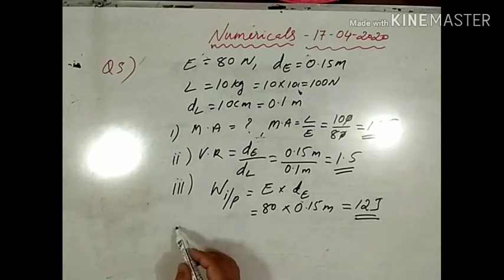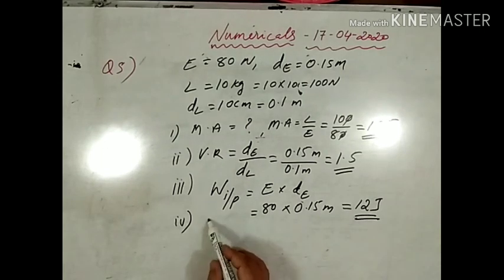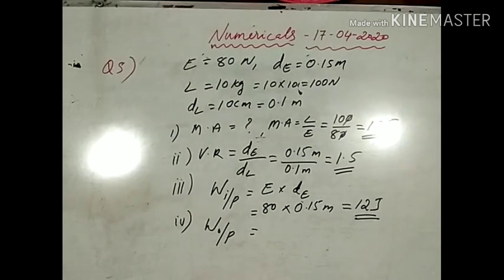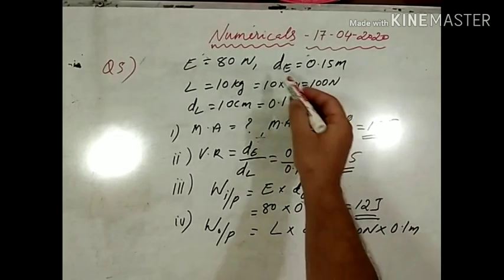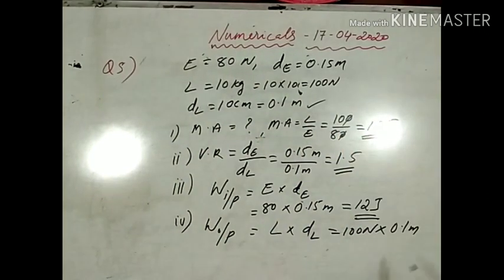Useful work output. What is the fourth part? How much work are we getting as the output? You know that work output is the work done on the load, load into displacement of the load. What is load? 100 Newton into, what is displacement of load? 0.1 meter. Check it, yes, 0.1 meter. So we are getting 100 into 0.1 meter, multiply and see, that is equal to 10 joule. Joule is the unit of work.